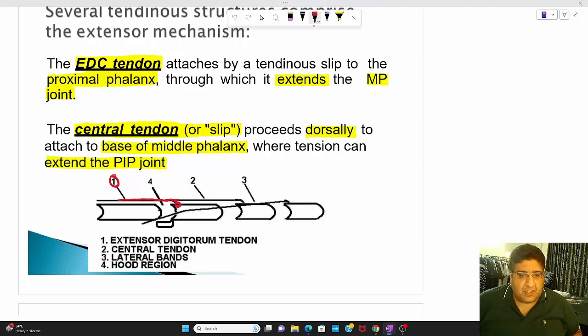This has inserted. Now what it is giving rise to is what is called your central slip. This is going to get inserted onto the base of the middle phalanx. Its job is to extend the PIP. So far so good. So far, so good. Are we able to understand this?